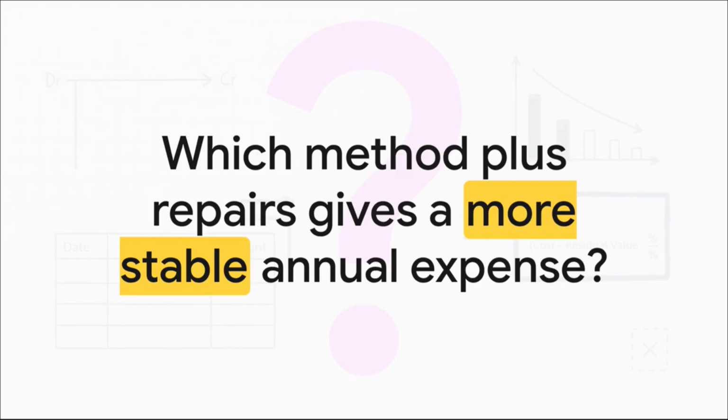And that brings us to a final, really interesting question to think about. Picture an asset where the repair bills are low when it's new, but they creep up as it gets older. Now, if you combine those rising repair costs with the annual depreciation charge, which method, straight line or reducing balance, is going to give you a smoother, more consistent total cost of ownership each year? That's a key strategic question accountants have to think about when choosing the right method for the job.